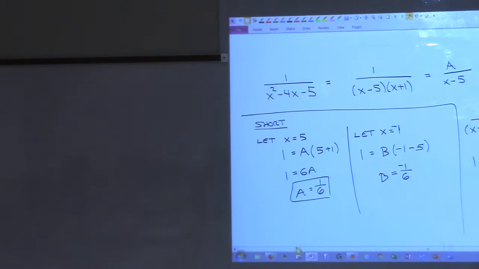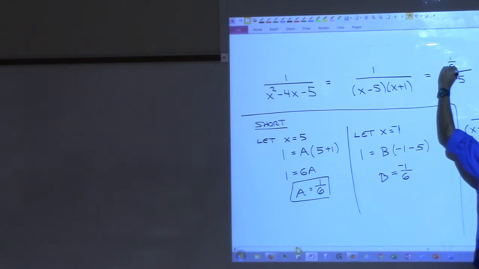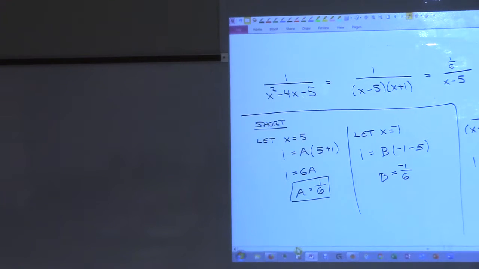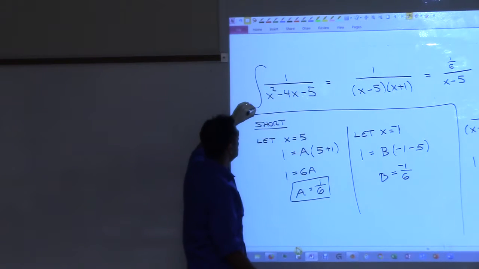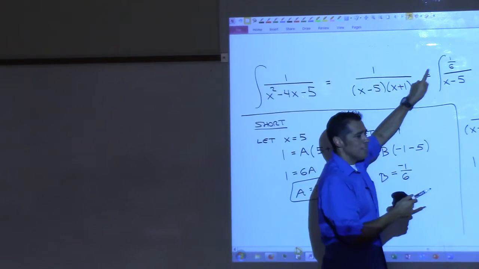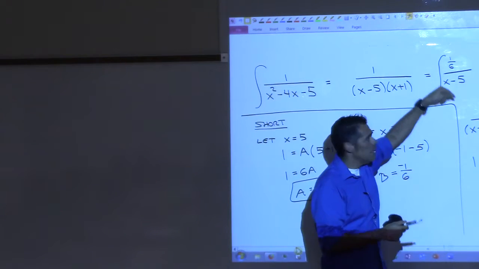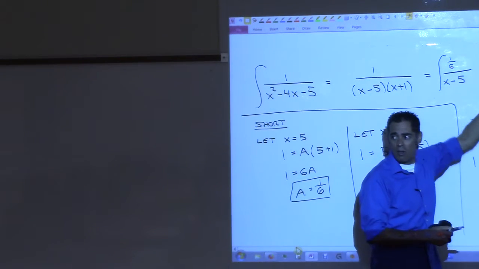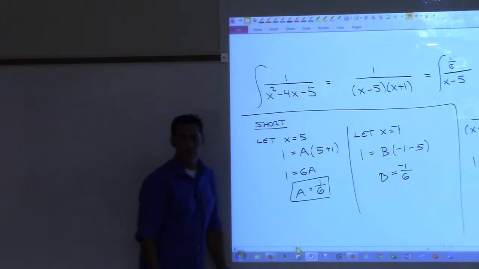So the partial fraction decomposition is what? 1/6 here? And over here, -1/6. And that's what partial fraction decomposition is all about. So again, if I wanted to integrate this, then I could integrate each of these. And so what I would do is I'd pull the 1/6 out and then just do a natural log on that. And then I'd pull the -1/6 out and just do a natural log there and I'd be done. Okay?